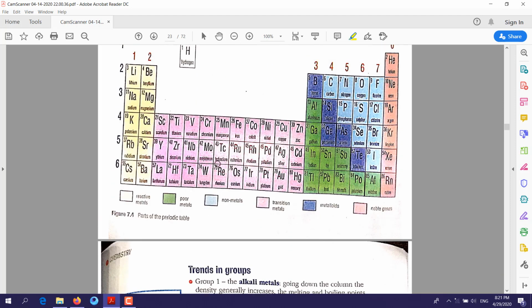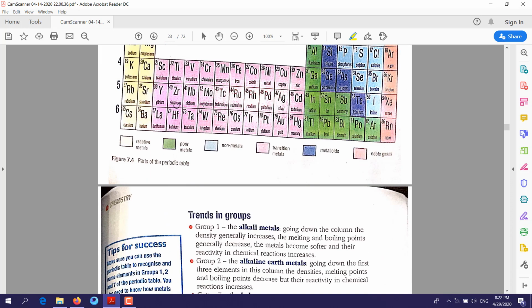As you can see, each group of squares has a specific color. If you come down here, you will see that each color represents something. For example, the first column and the second one are reactive metals, and the green ones are poor metals, or they are not reactive.